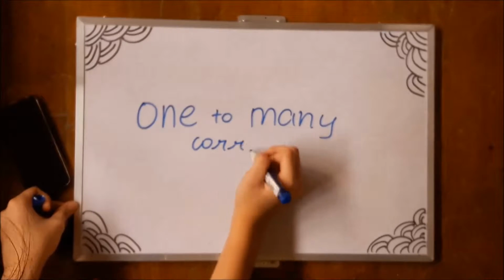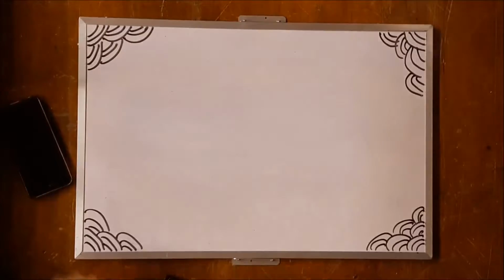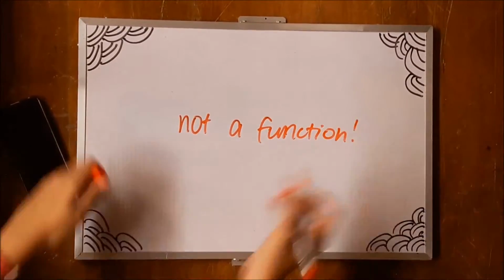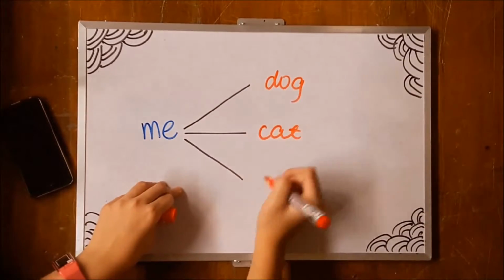Second is one-to-many correspondence, which assigns one element to two or more elements, and which is not a function. For example, I have a pet dog, a cat, and a pig.